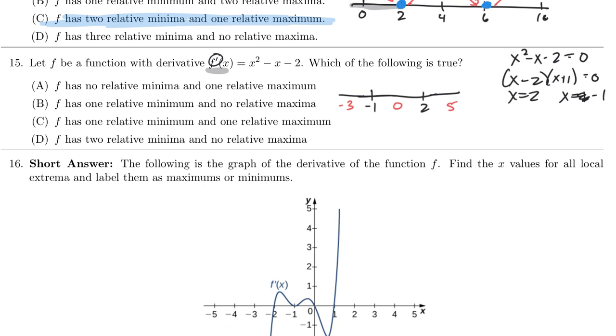If I plug in -3, I'm going to get -3 minus 2 is negative, -3 plus 1 is negative, so those cancel out and give me a positive. Plug in 0, I get a negative. If I plug in 5, 5 minus 2 and 5 plus 1 are both positive. So what's going to happen? It goes increasing, decreasing, increasing, so I'm going to get 1 maximum and 1 minimum. Right, 1 maximum and 1 minimum is C.